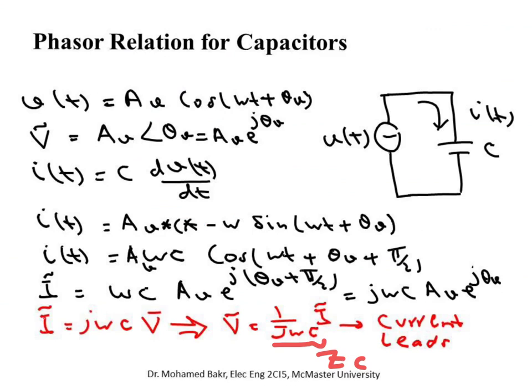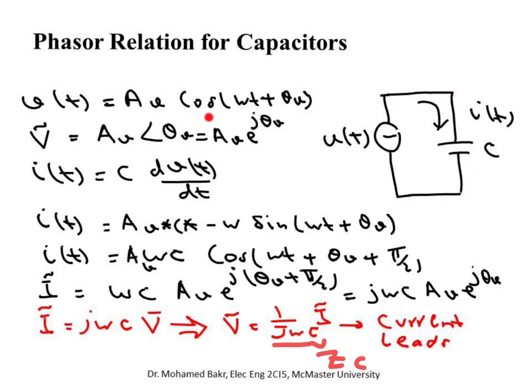The last relationship we have to derive is for capacitors. What's going to happen for a voltage and current in a capacitor? We follow exactly the same procedure. Assume we have a voltage source connected across a capacitor, and this is a sinusoidal voltage source, so it's going to create a sinusoidal current in the capacitor.